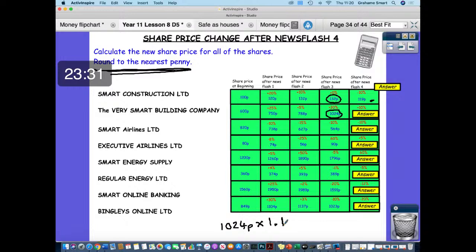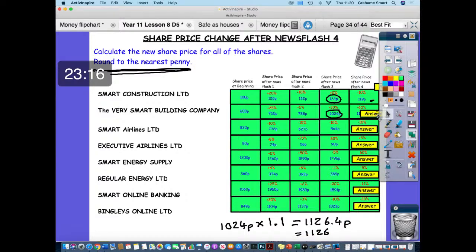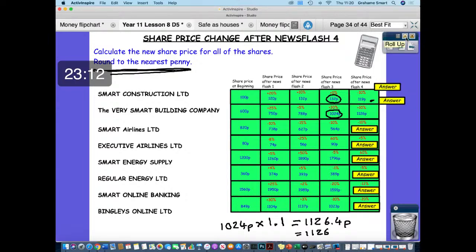So the answer to that comes out to be 1126.4 pence, but I need to round to the nearest penny, so it's going to be 1126. And if we reveal the answer there, you can see that it is indeed 1126. So if you were stuck, hopefully that will help you. If you could have a go at the others, that would be really helpful. And I'll go through them all and I'll reveal the answers in a minute or so.